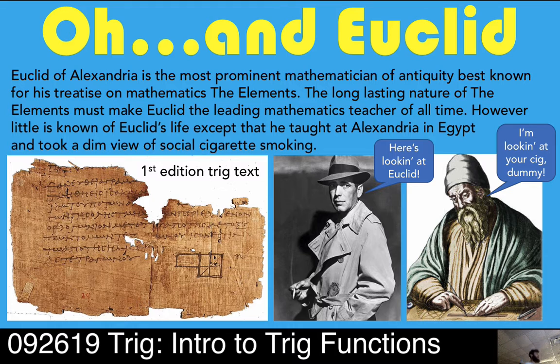More Wikipedia. Euclid of Alexandria is the most prominent mathematician of antiquity, best known for his treatise on mathematics, The Elements, of which this is a first edition specimen. The long-lasting nature of the Elements must make Euclid the leading mathematician of all time. However, little is known of Euclid's life, except that he taught at Alexandria in Egypt and took a dim view of social cigarette smoking.